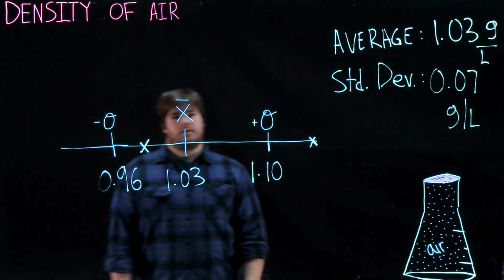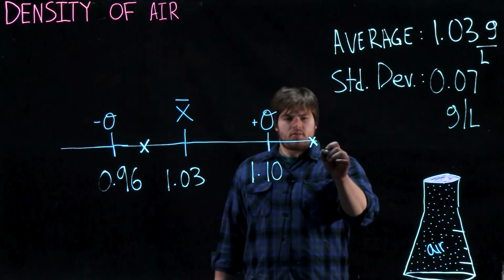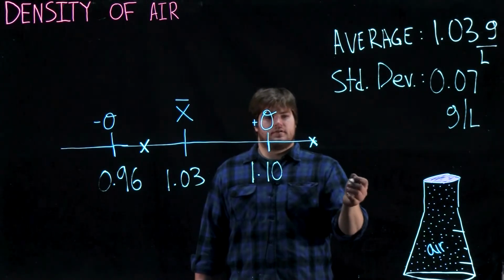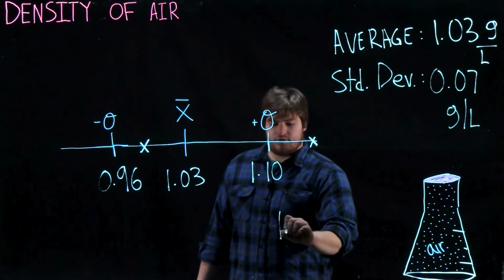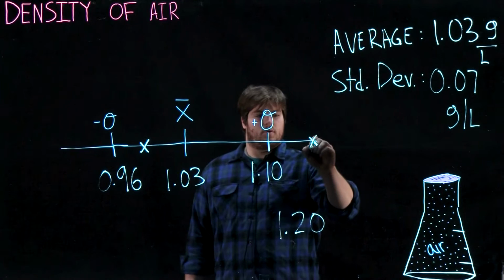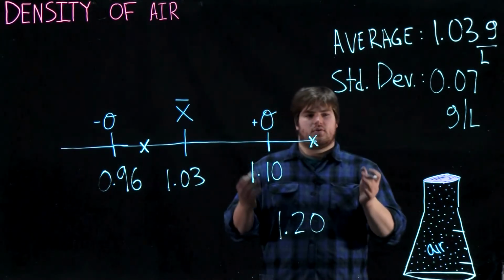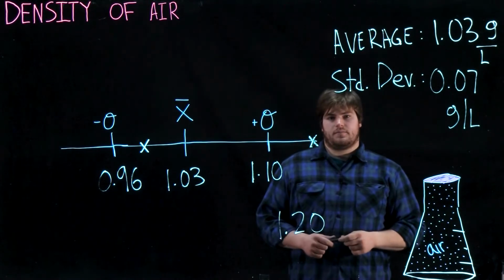And so then let's just say I looked up a standard value for the density of air, and the standard value was 1.2. Well, then I would go back to my range, and I would say, okay, this is where 1.2 falls. It falls outside of my range, and so therefore it is significantly different from the value that I found.